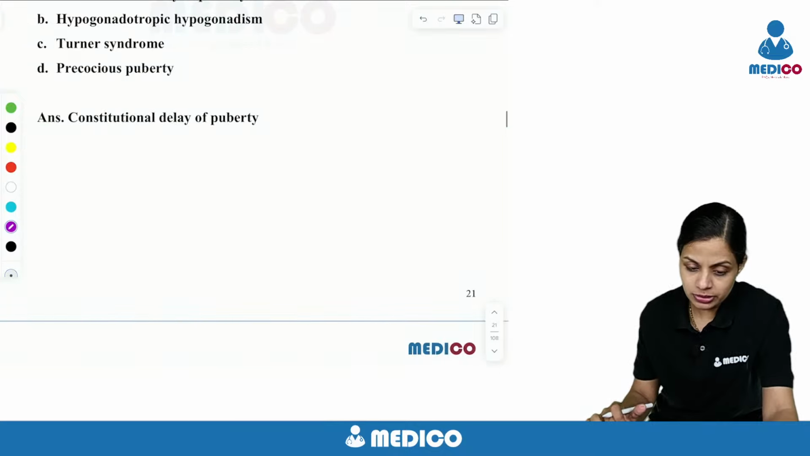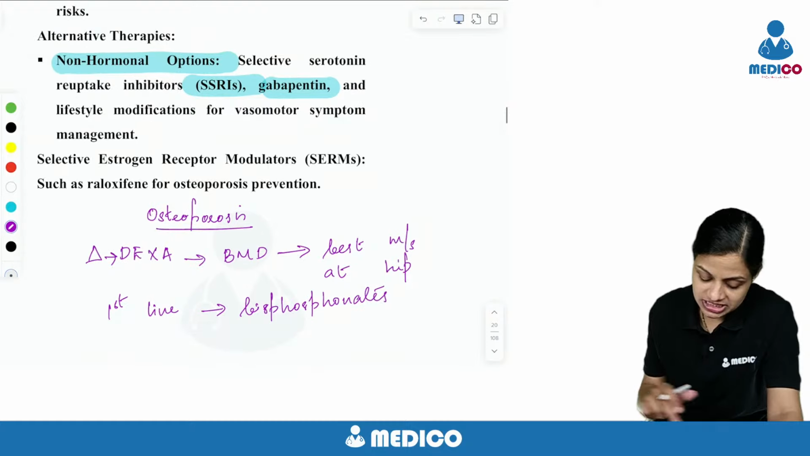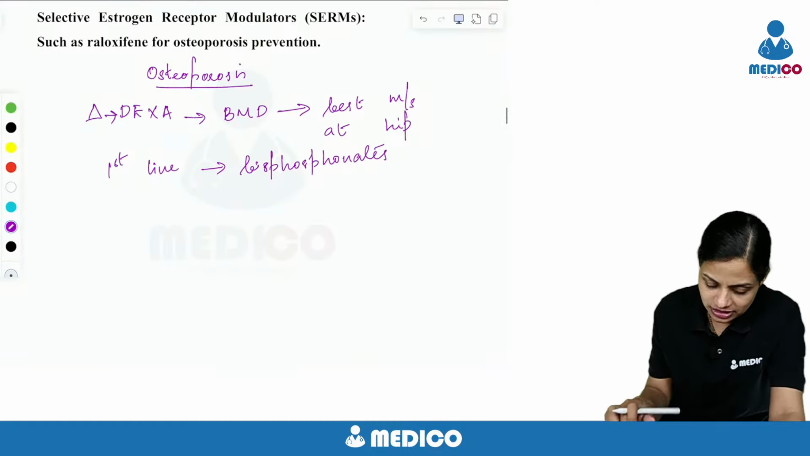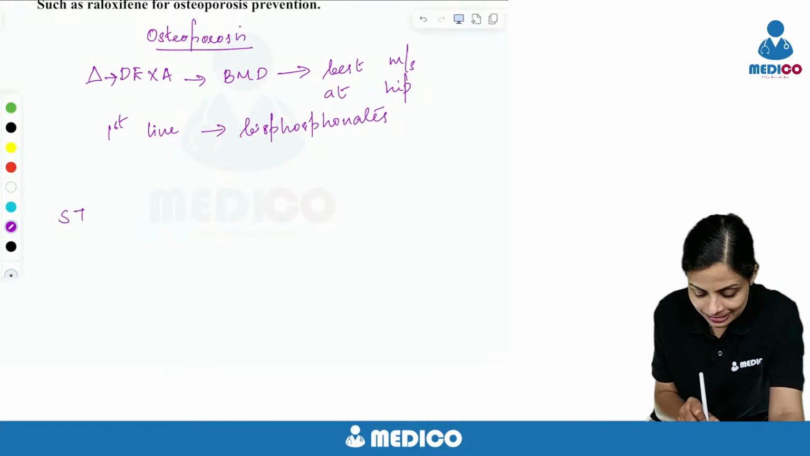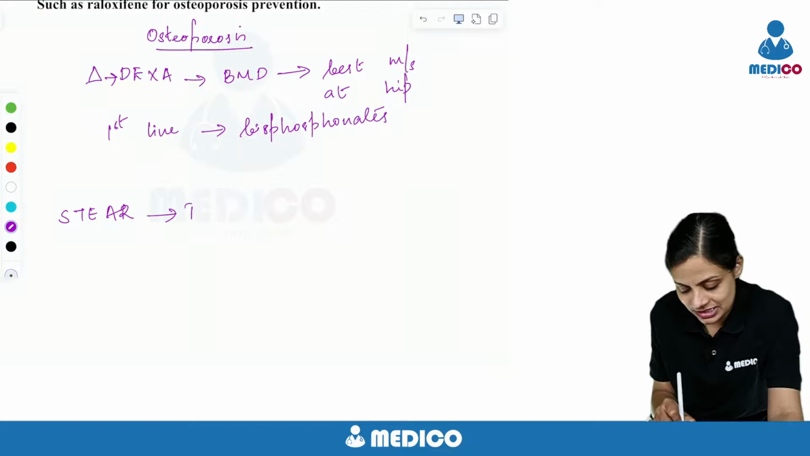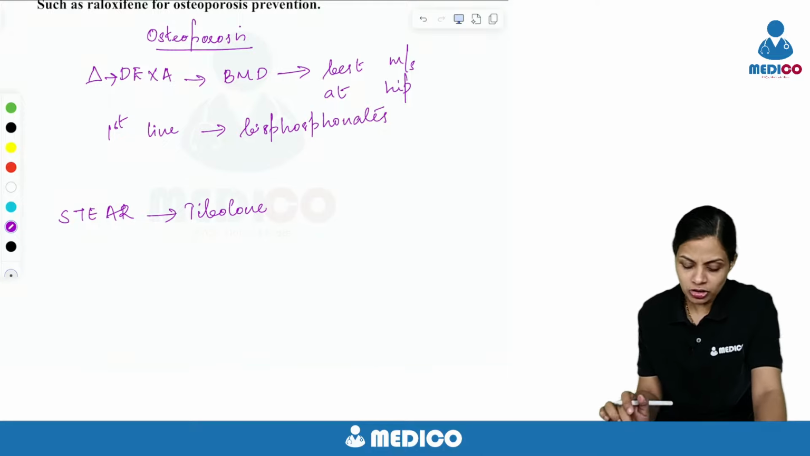Now from there we'll move on to one other thing that I wanted to mention here. They've mentioned selective estrogen receptor modulators such as raloxifene. There is another one that we need to mention, that is the STEAR, selective tissue estrogenic activity regulator, which is Tibolone. That is also used in menopausal hormone therapy.